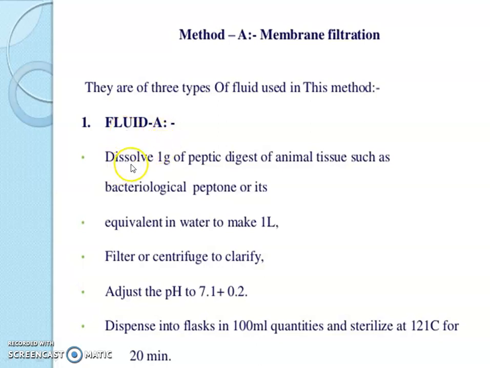Fluid A: dissolve 1 gram of peptic digest of animal tissue, such as bacteriological peptone or its equivalent, in water to make 1 liter. Filter or centrifuge to clarify. Then adjust the pH to 7.1 plus or minus 0.2. Dispense into flasks in 100 ml quantities and sterilize at 121 degrees Celsius for 20 minutes.